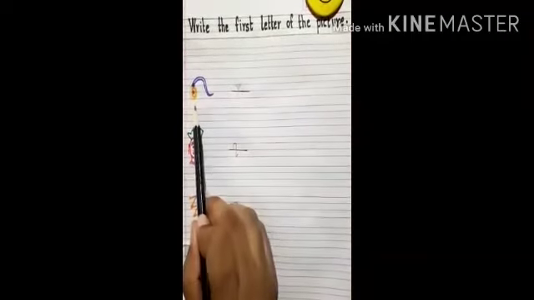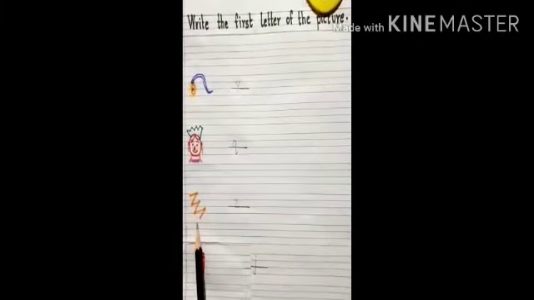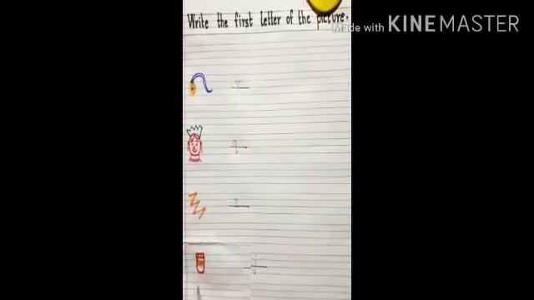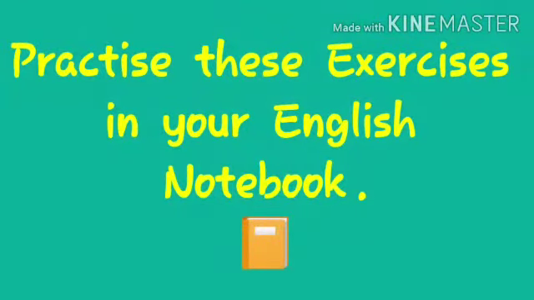Y is for yo-yo, Q is for queen, Z is for zigzag, and J is for jam. Practice these exercises in your English notebook neatly and properly.